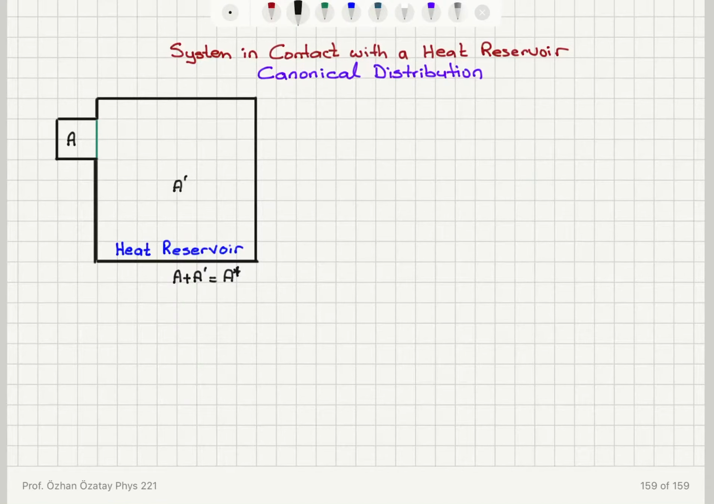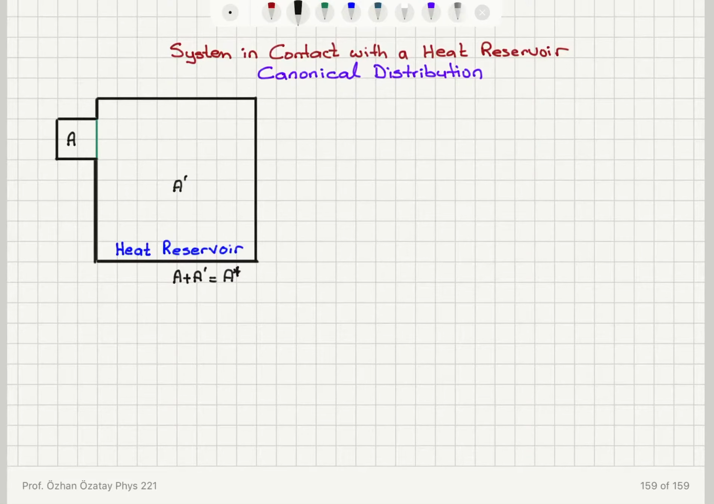Most systems we consider are actually not isolated, but are in thermal contact with a heat reservoir. For example, any object that is in thermal contact with the environment will act as a heat reservoir. So this question of a system in contact with a heat reservoir is one of the most common cases we should consider in thermodynamics.